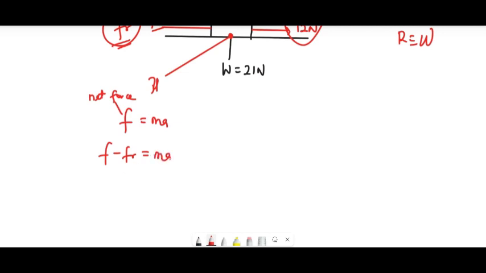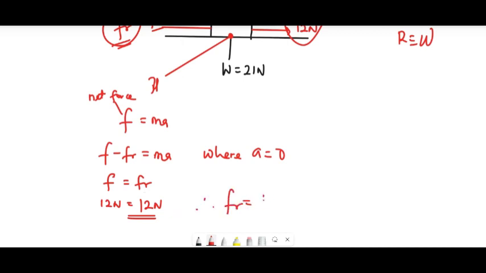Where acceleration is 0, I'm going to have my force equal to my frictional force. So if my force is 12 newtons, my frictional force is going to be 12 newtons. You get that? So this is my answer. Therefore, Fr is equal to 12 newtons. Don't forget, we need all of that to be 0, and that's why we have it equal to this. So let's quickly take the next question.